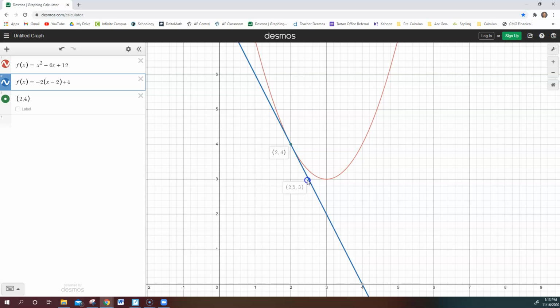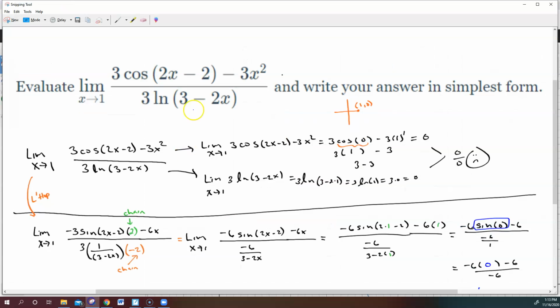There we go. 2.5 comma 3, right? Now, is that the actual value? No. If I look at the actual value, that's on this red graph. And if I can get close to 2.5, you can see the actual value is 3.25. So I'm off by 0.25, and I have an underestimation for that function.